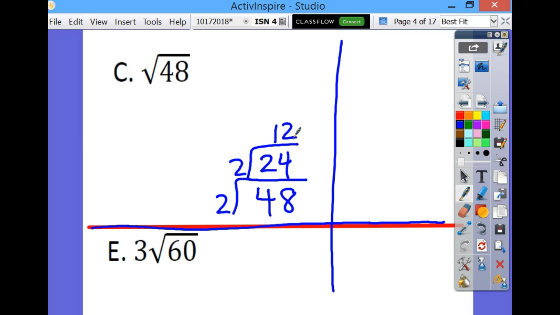Will 2 go into 12? Will 2 go into 6? And will 2 go into 3? The only thing that will go into 3 is 3. 3 goes into 3 one time. And that's how you know you're finished, when you get all the way down to 1.